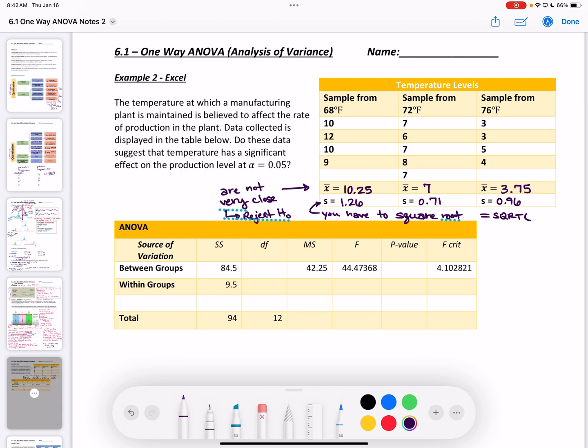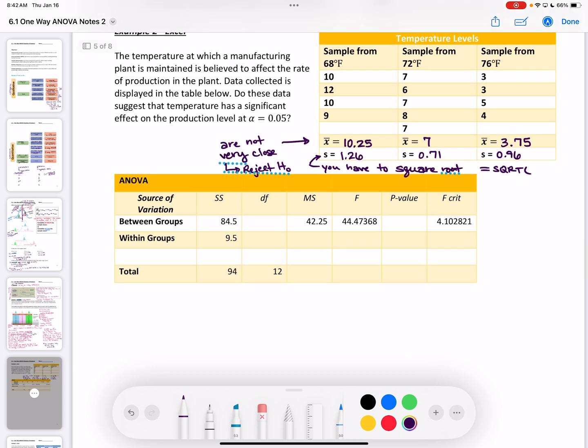Okay? And then your ANOVA report out, degrees of freedom was 2 and 10. I showed you the numerator, so to find F, it was 42.25 divided by this within groups, which was 0.95, and that's why we get 44.47368. And then for the p-value, the computer says 1.05434 E -5. Okay? So remember, what does that mean?